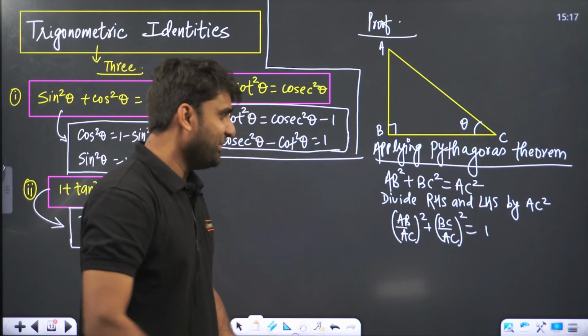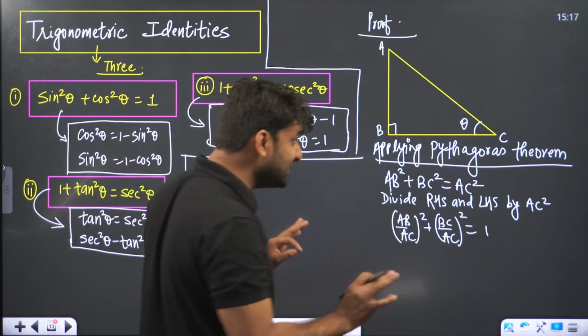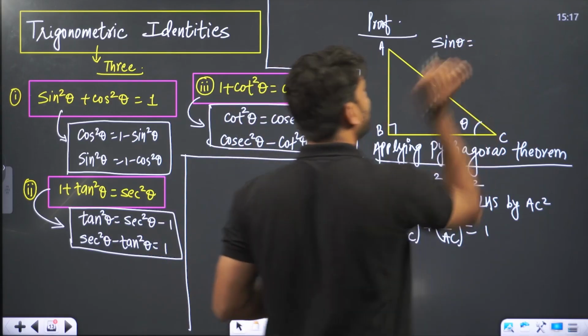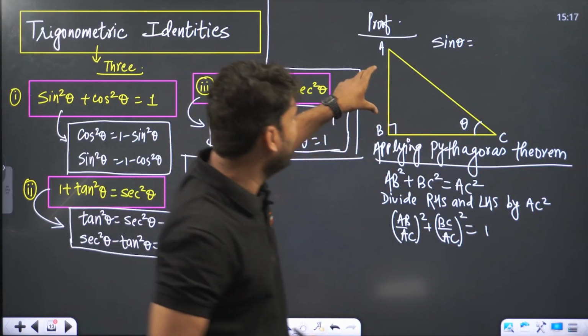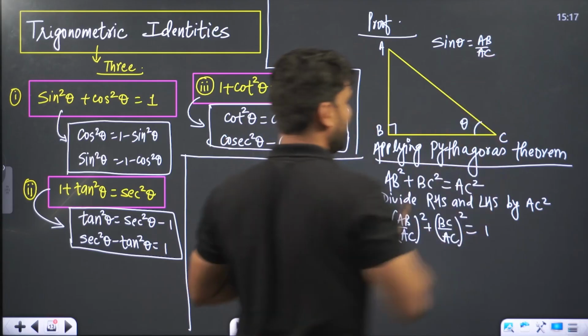Now my dear champion, what is AB by AC? Listen. If I ask you in this triangle, write sine theta. So what will be sine theta? Theta is here. So for this theta, this will be perpendicular. So sine theta will be perpendicular by hypotenuse, AB by AC.